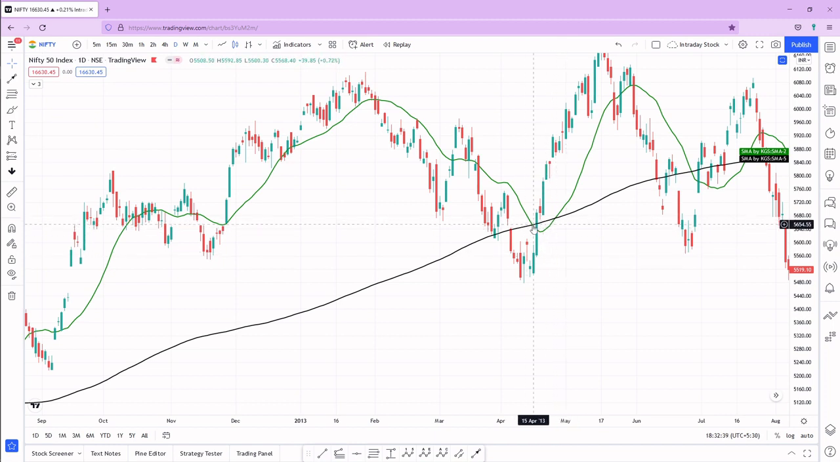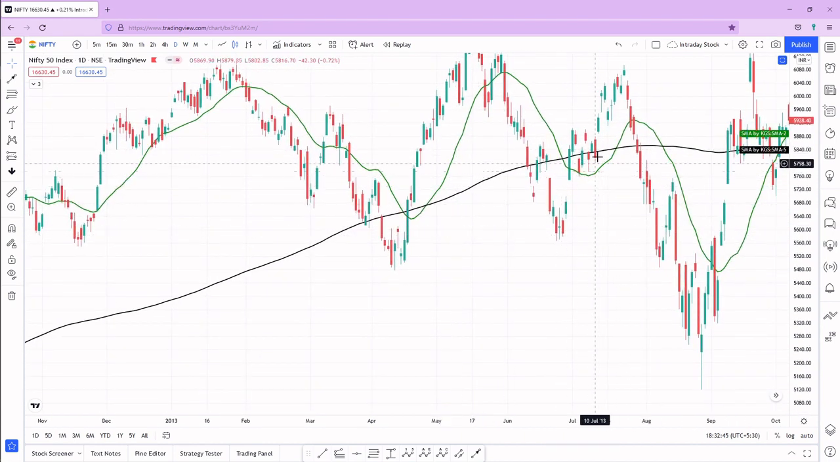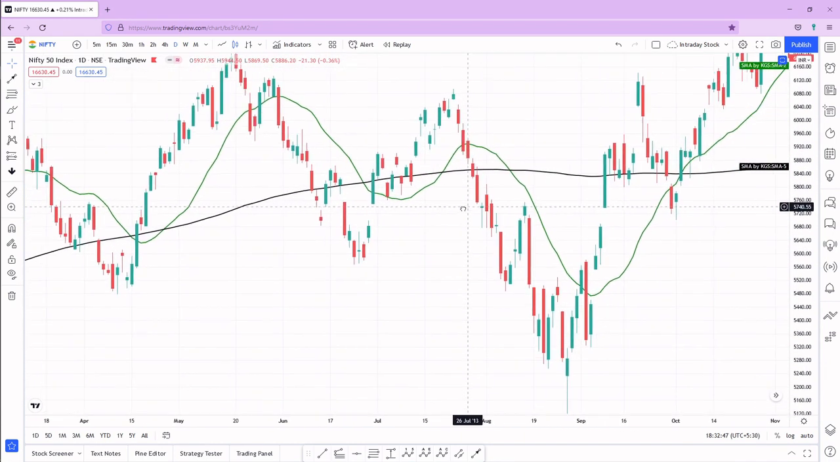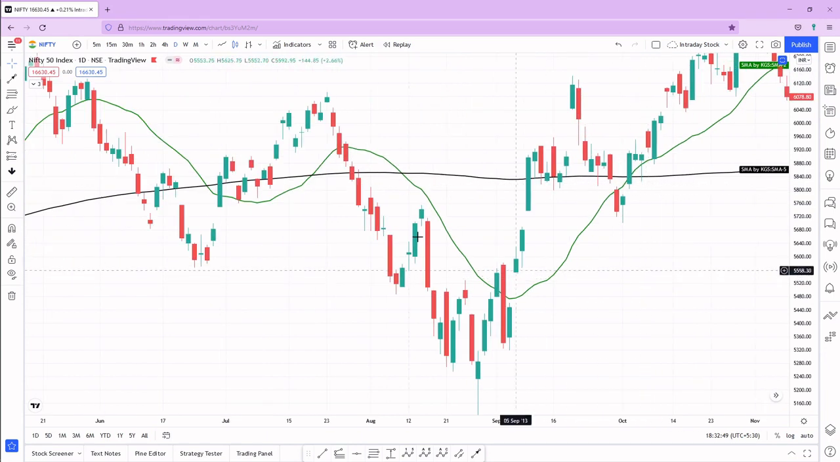I need at least 1 week or 1 month of the 20 SMA crossing below the 200 SMA. So these things we cannot help. Now let us see. Okay, now this is good.